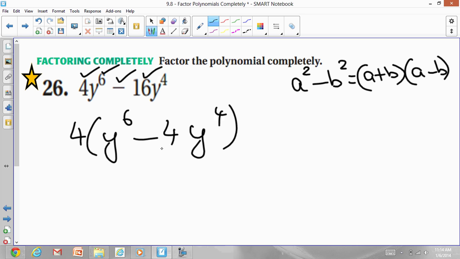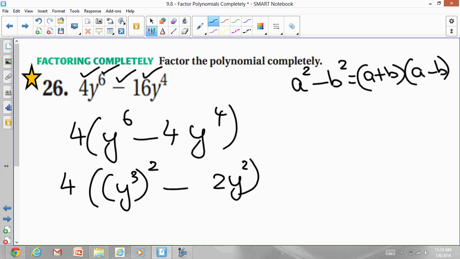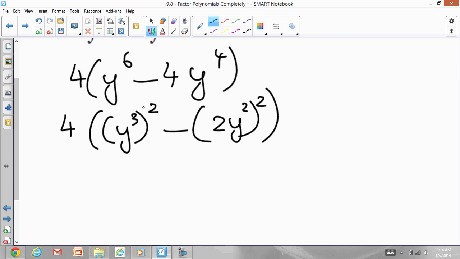So now I have y to the power of 6. So I'm going to break it apart as y cubed gets the square of 2 minus 2y squared gets a 2. Now keep in mind, if you work this in reverse, the power of the power, 3 times 2, gives you the 6, which is back again. And if you give the 2 to the 2, 2 times 2 or 2 squared is 4, and power of the power gives you back the y to the 4.